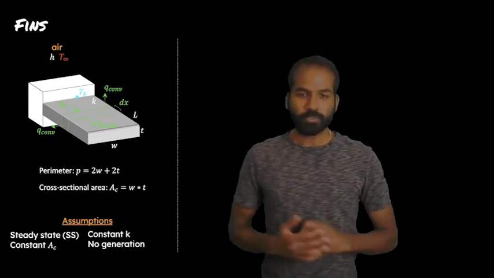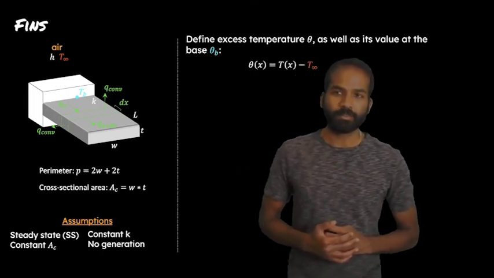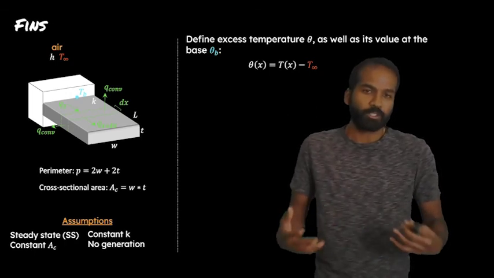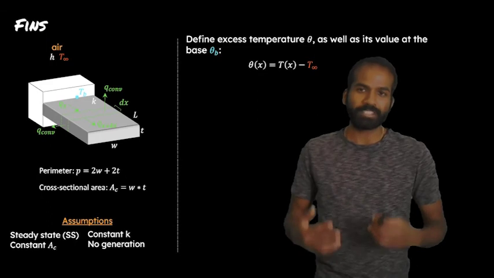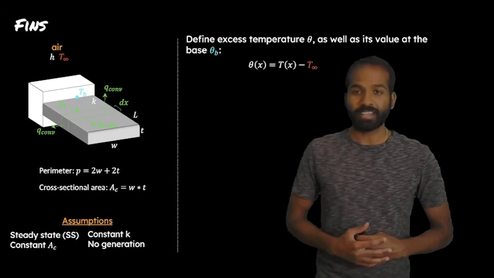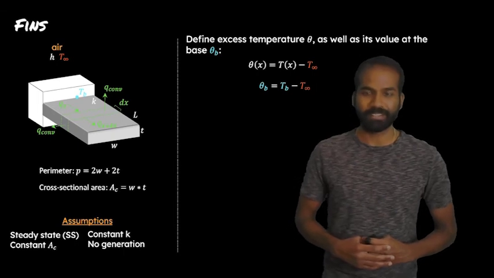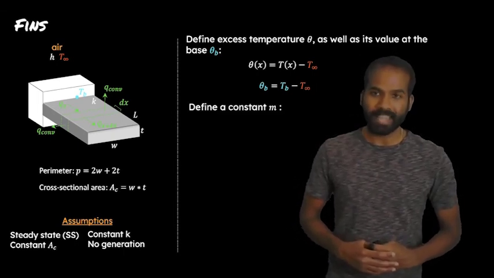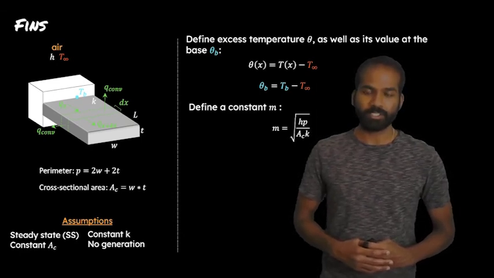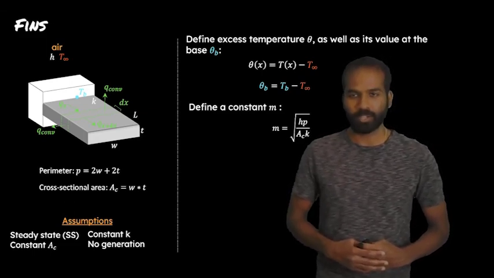We'll define some new variables, which will make it easier to solve this governing equation. We're going to define an excess temperature theta, which is T of x minus T infinity. This is just how much temperature we have at a given point along the fin relative to the bulk air temperature. So that's our driving force for heat transfer. We can also define the excess temperature at the base, theta sub B, which is T sub B minus T sub infinity. We also define a constant m. This constant is defined as m equals the square root of h, the heat transfer coefficient, times the perimeter, divided by the cross-sectional area times the thermal conductivity.